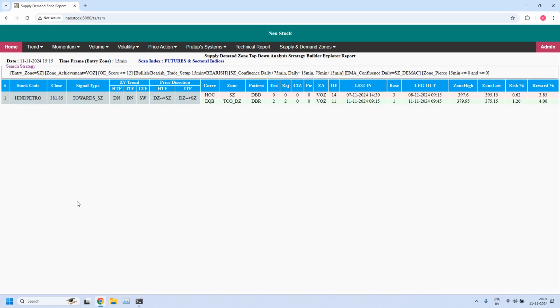So this is an even more high probability setup. Because this 15 minute entry supply zone is part of the 75 minute supply zone, both together again part of the daily supply zone, and the daily trend is down, and also the daily supply zone is having daily EMA confluence. That's why this 15 minute supply zone is a high probability setup stock.